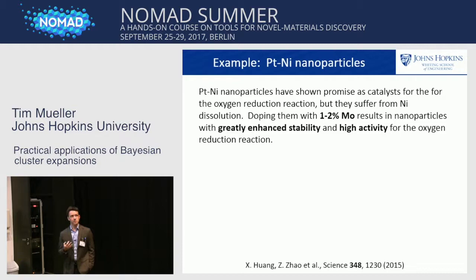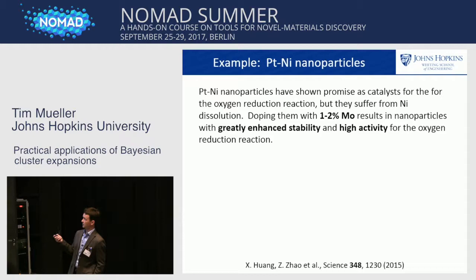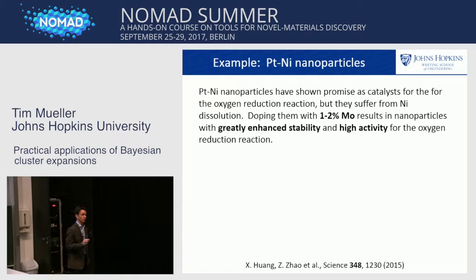And so we built a cluster expansion of this system. Now we've actually got four things in our cluster expansion. We've got platinum, nickel, molybdenum, and vacancies. To my knowledge, no one has attempted a cluster expansion like this before, and I don't think we would have been able to do it if we weren't using the Bayesian approach.